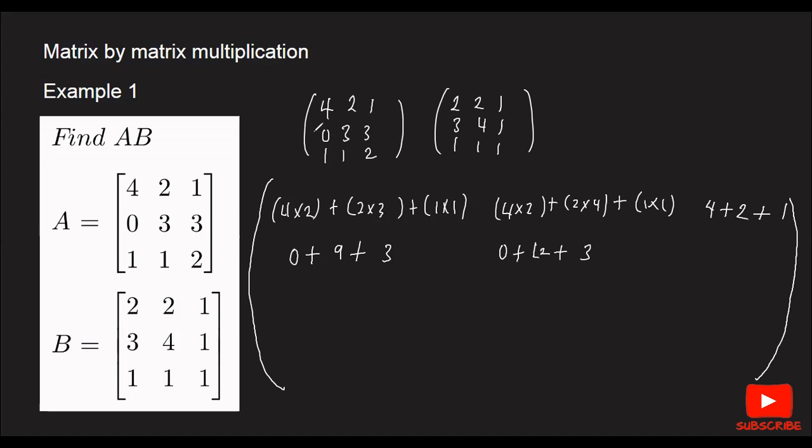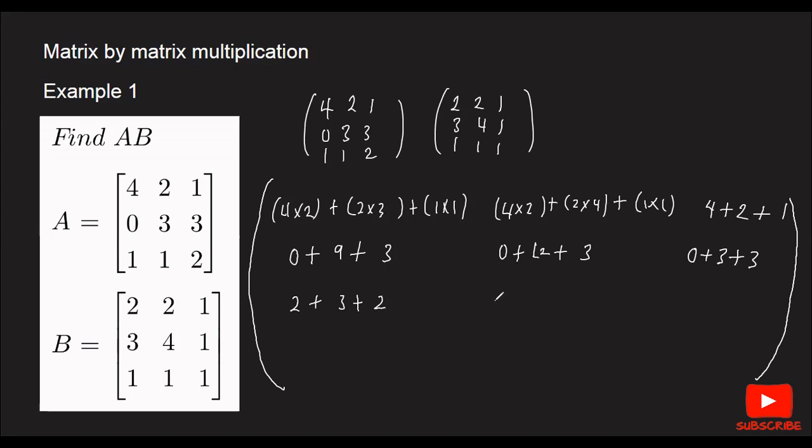We're done, so we'll move on to the last part. We use this row to multiply this column. So we have 0 times 1, that gives us 0, plus 3 times 1, that gives us 3, plus 3 times 1, that gives us 3. Now we're done with the second row of the resultant matrix. So we'll move on to this third row here. I'm going to use it to multiply each and every column. We have 1 times 2, that gives us 2, plus 1 times 3, that gives us 3, plus 2 times 1, that gives us 2.